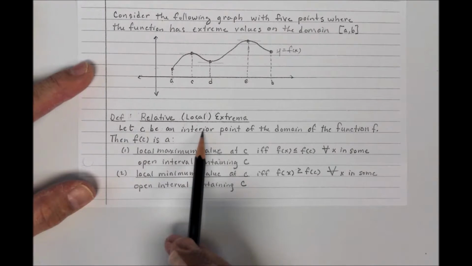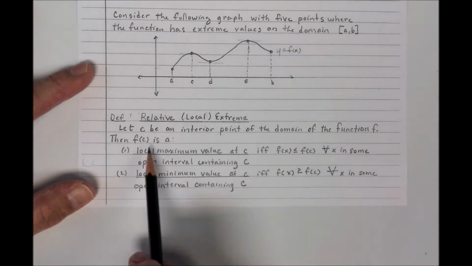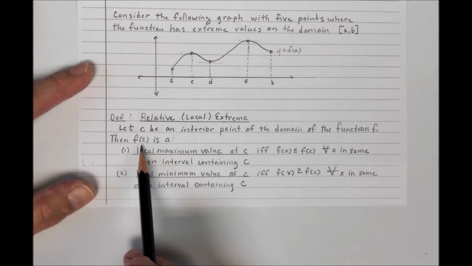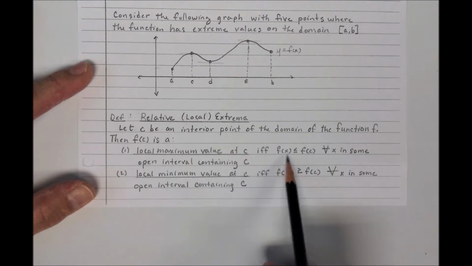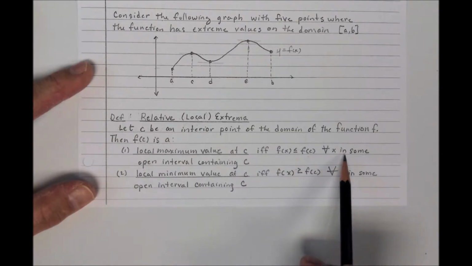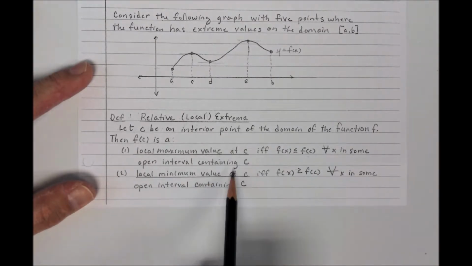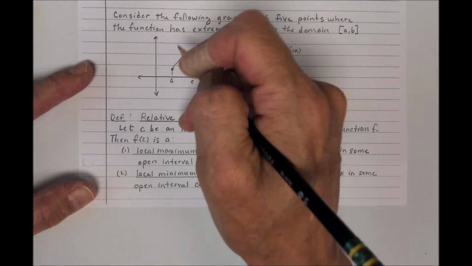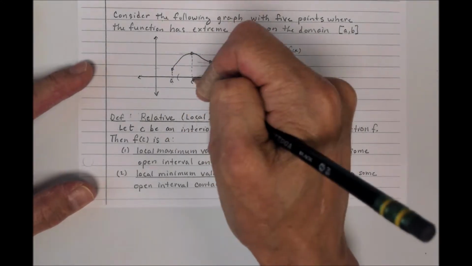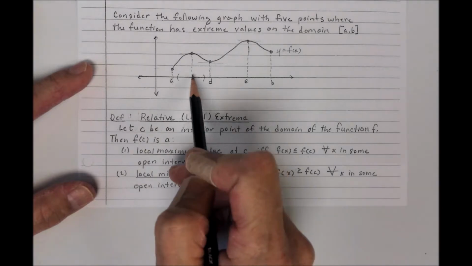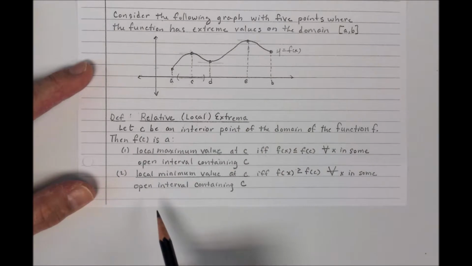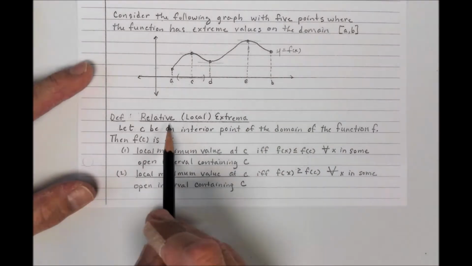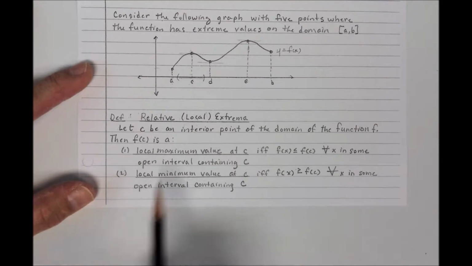Let c be an interior point of the domain of the function f. Then f of c is a local maximum value at c if and only if f of x is less than or equal to f of c for all x in some open interval. Notice it doesn't say for the entire domain, just some open interval. So if you go back here and look at where c is at, in this open interval here, do you see, no pun intended, at x equals c, right in for these x values, this guy's top dog. That's maximum. So we call him a relative maximum, or a local maximum.